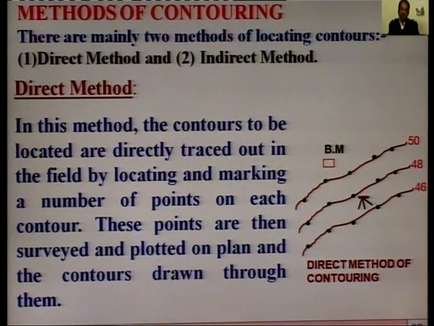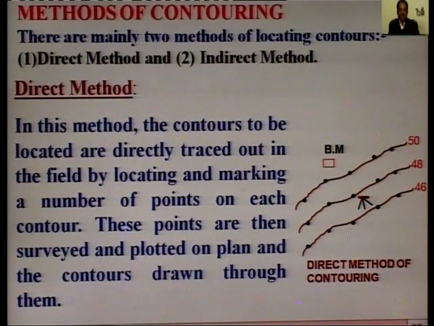Now we come to the methods of contouring. We have mainly 2 methods of locating contours. First is the direct method and second is the indirect method. Let us discuss the direct method first.